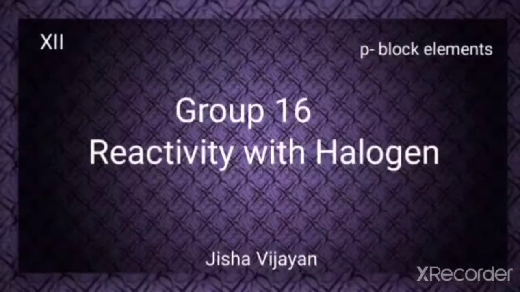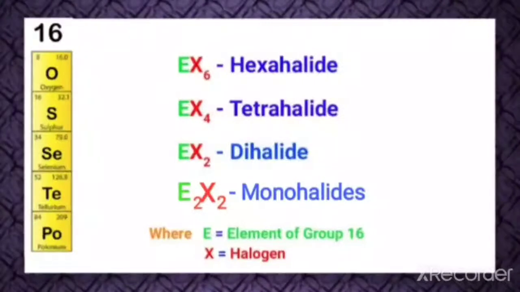Hello students, let us discuss the group 16 elements and their reactivity with halogens. These elements form a large number of halides of the types EX6, EX4, EX2 and E2X2, where E is the element of group 16 and X is the halogen. The stability of halides decreases in the order F⁻ is more stable, then Cl⁻, then Br⁻, then I⁻. Let us talk about the monohalides.